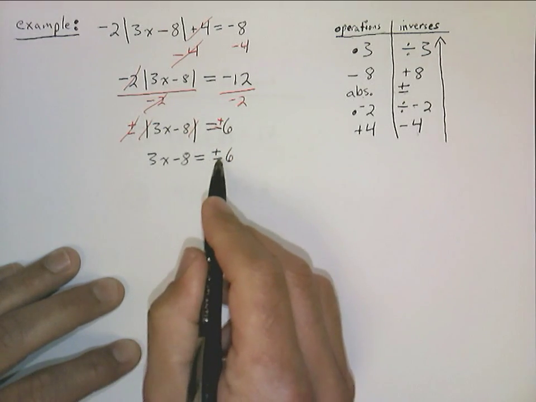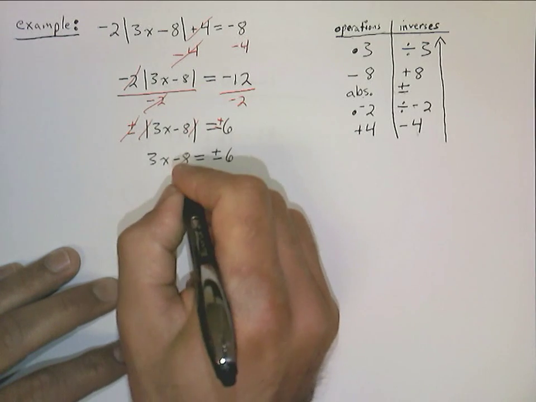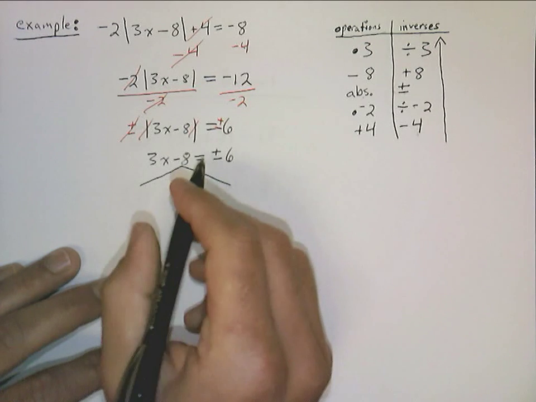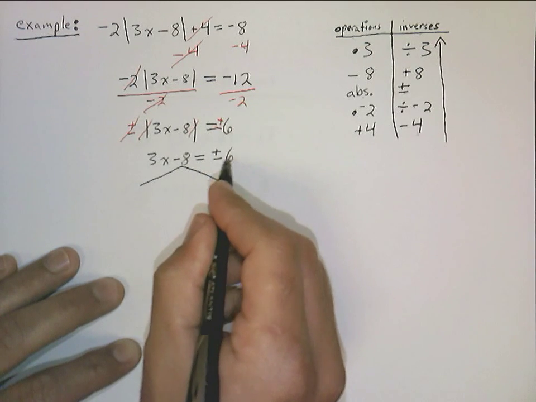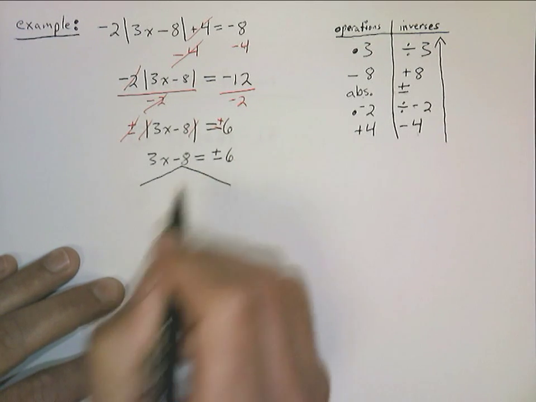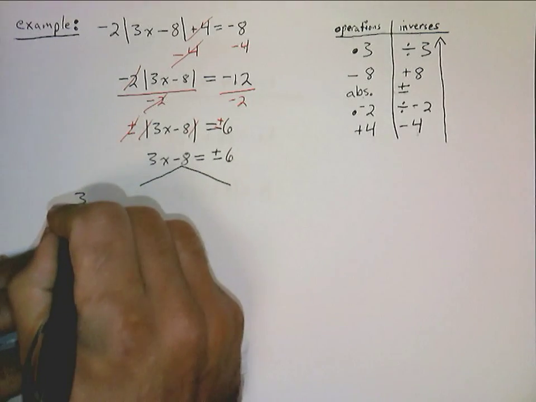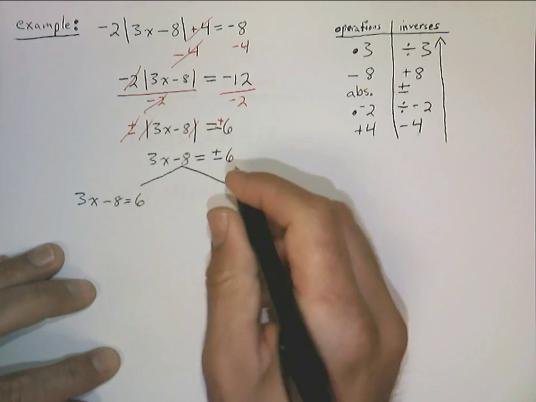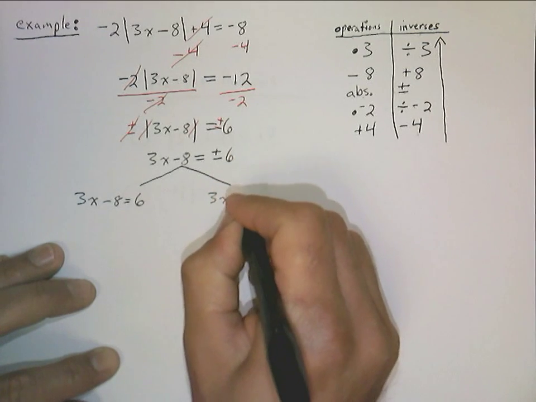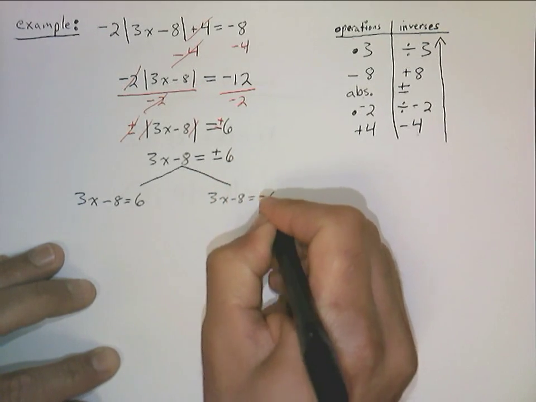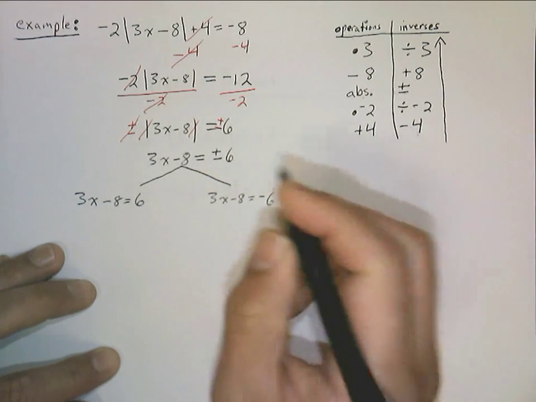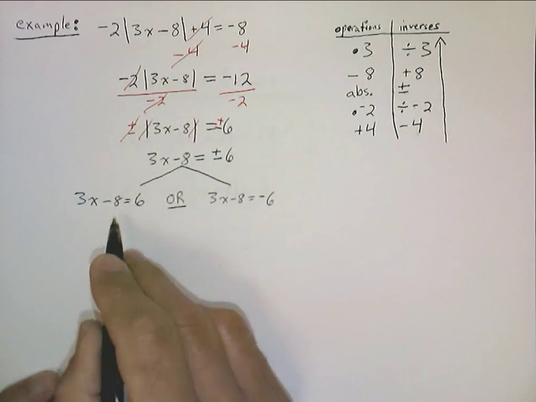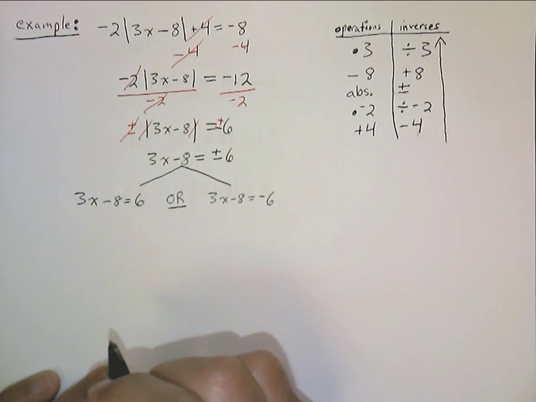But what this actually means is that we have two equations now. The whole thing splits. So one equation is using the positive version of 6, and the other equation is using the negative version of 6. So we have 3x minus 8 is equal to 6, or 3x minus 8 is equal to negative 6. You might even put in a big "or" there, just to show that either situation is okay.